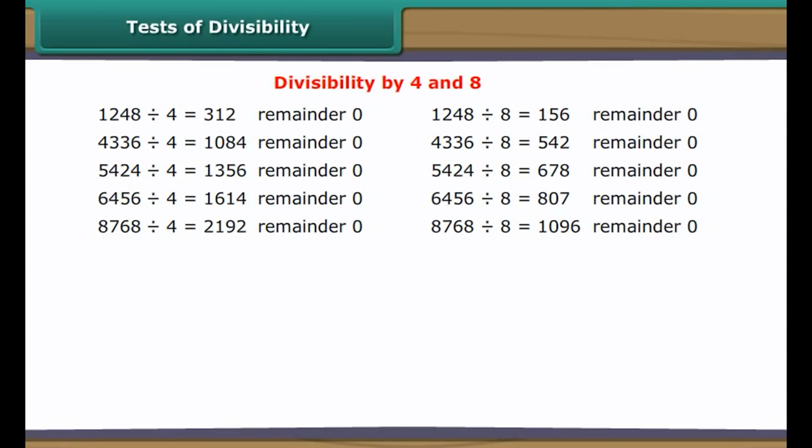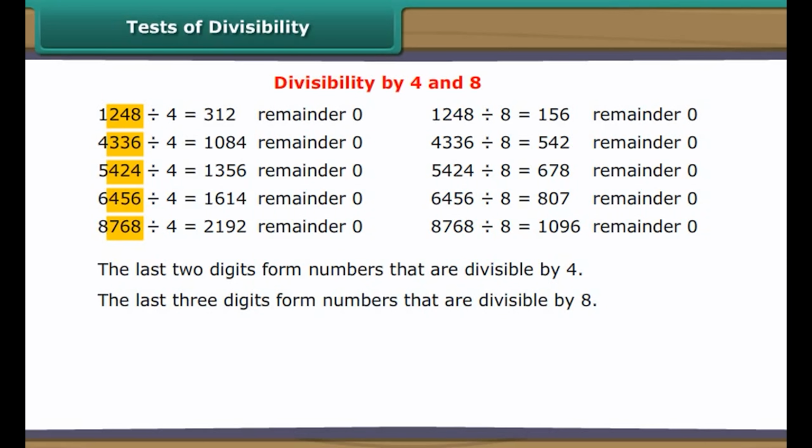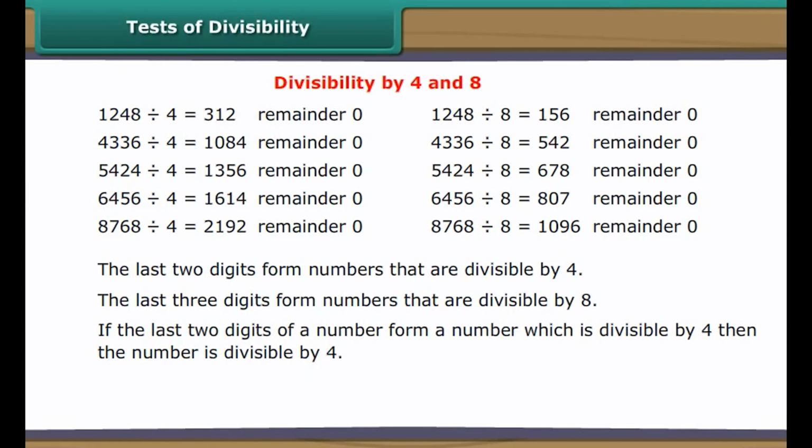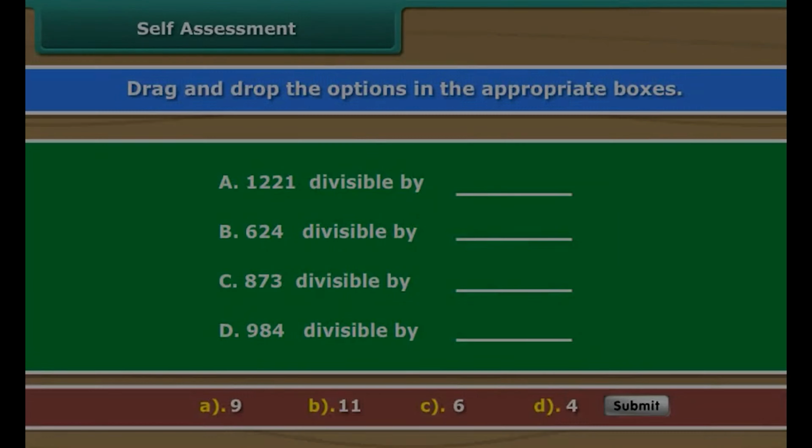Consider the last 2 digits of the numbers: 48, 36, 24, 56, 68. The last 2 digits form numbers divisible by 4. Consider the last 3 digits of the numbers: 248, 336, 424, 456, 768. The last 3 digits form numbers divisible by 8. Therefore, we can say that if the last 2 digits of a number form a number divisible by 4, the number is divisible by 4. Self-assessment. Test the divisibility of the given numbers. Drag and drop the options in the appropriate boxes.